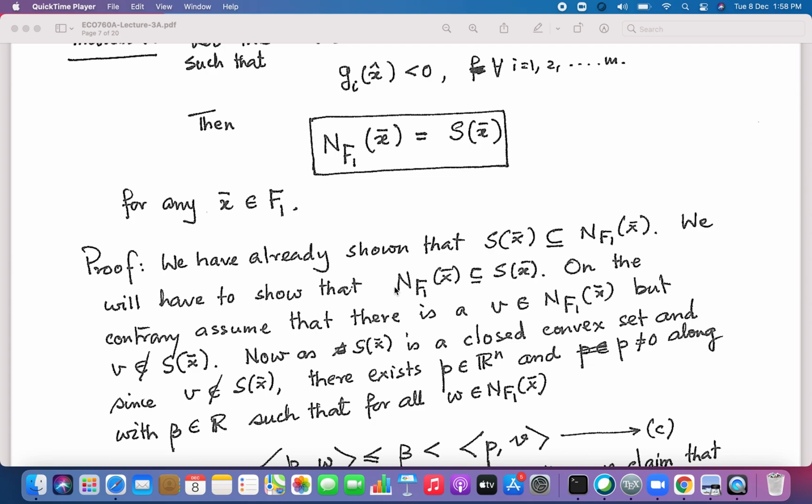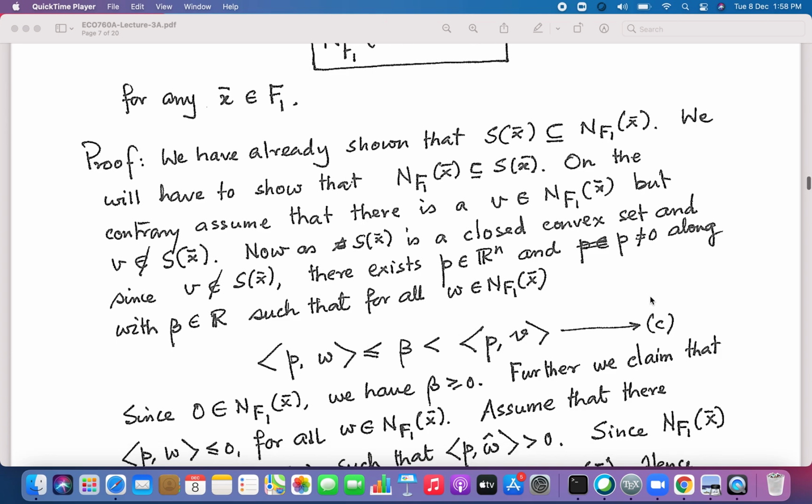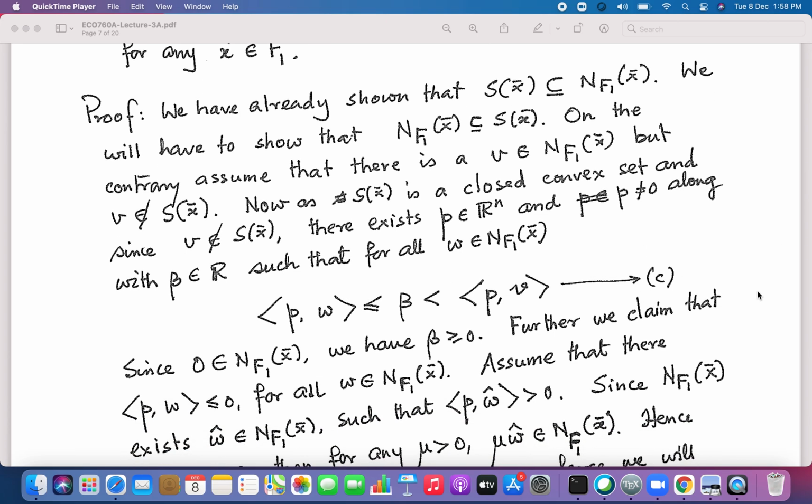So if this is the case, then because Sx bar is a closed convex set and V is not an element of Sx bar, you can apply the separation theorem that you learned earlier to show that there exists a non-zero vector P in Rn and a beta in R for which this is true. You can take beta to be 0 also, it doesn't matter.